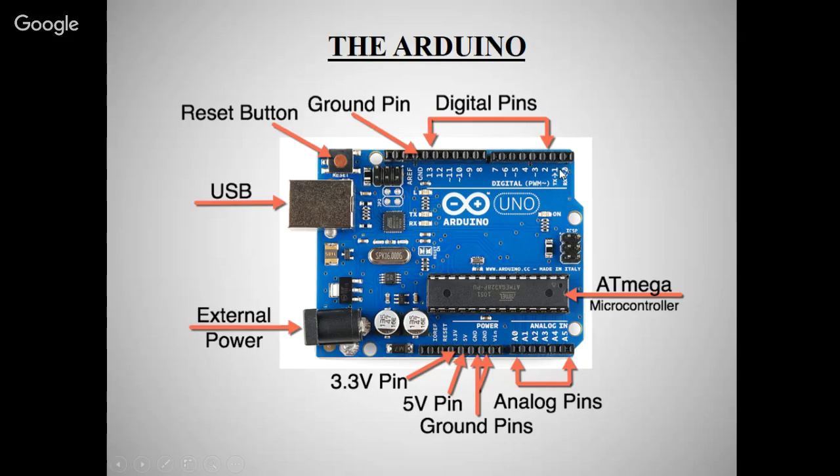Next, 0, 1, 2, 3, 4 to 13. These are the digital pins. These are bidirectional; you can use them as input or output, it depends on you. Pin number 0 and pin number 1 are TX and RX. These are used for communication, like Bluetooth module communication. If you want to take data from the Bluetooth, then the RX and TX pins are used.